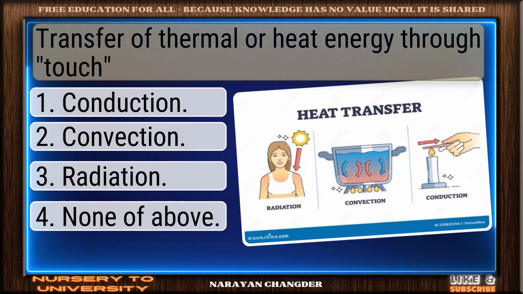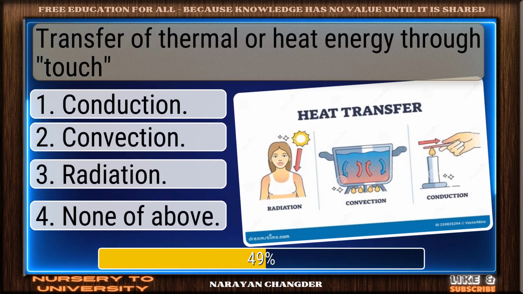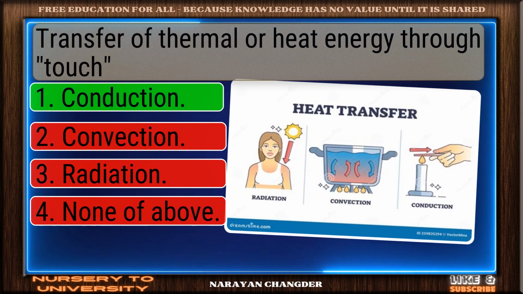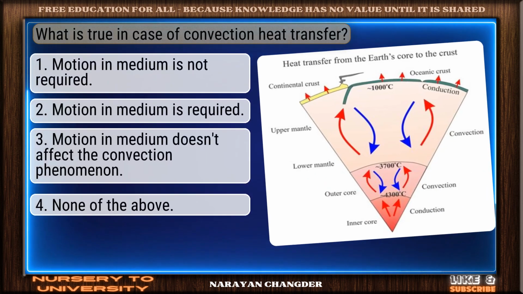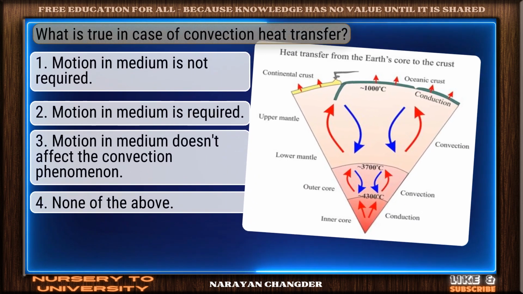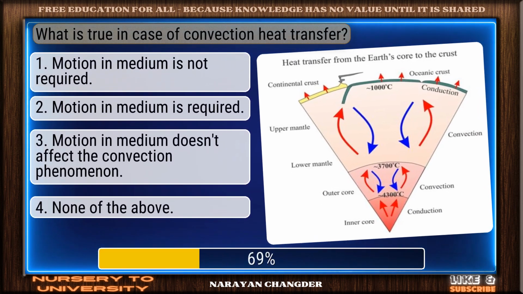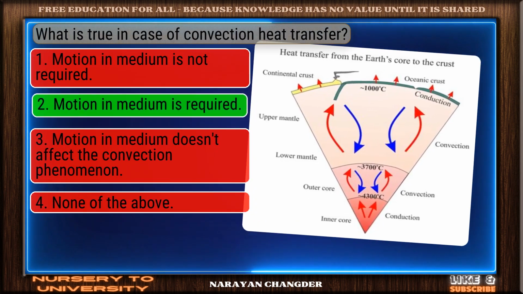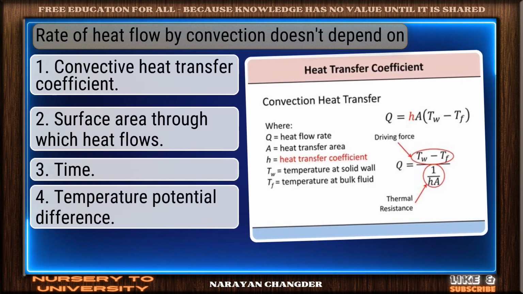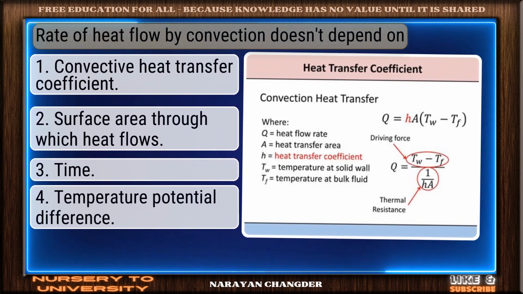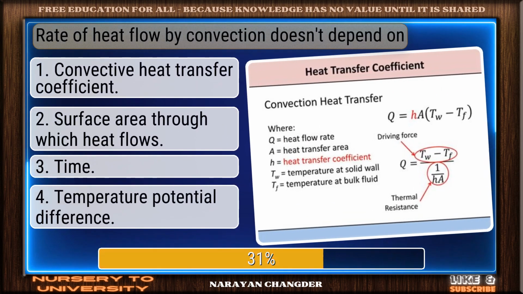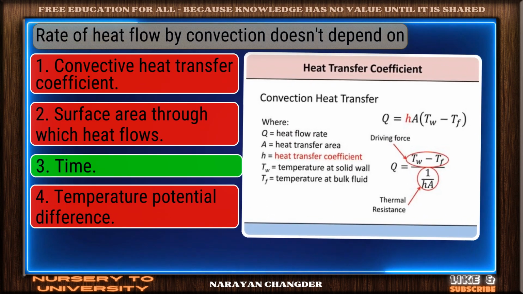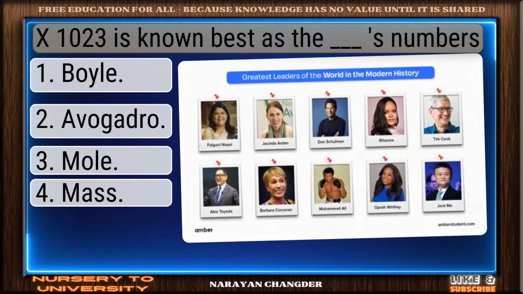Transfer of thermal or heat energy through touch is called. Well reasoned. Conduction is the correct choice. What is true in case of convection heat transfer? Strong choice. Motion in medium is required is the right answer. Rate of heat flow by convection doesn't depend on. Right choice. Time is the best answer.